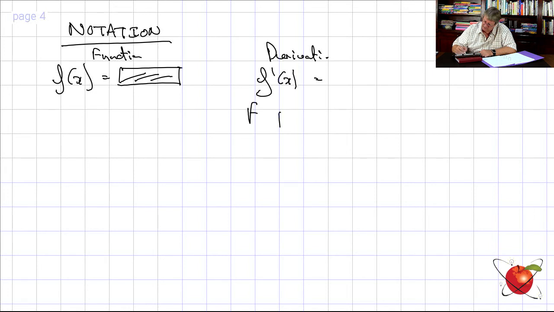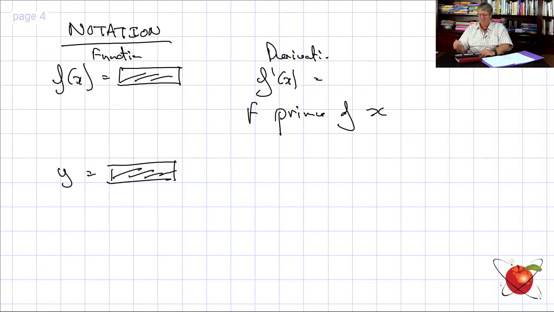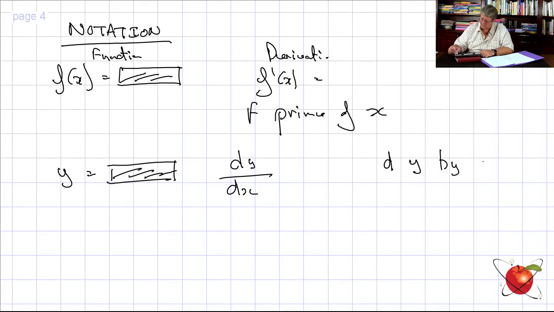And we say this is f prime of x, if x is in the bracket. Next, I could have y equal to some function. How do I do the derivative here? I do the derivative in the following way. I say to myself, the derivative here is dy by dx. We say dy by dx is equal to, and then we write the derivative down.